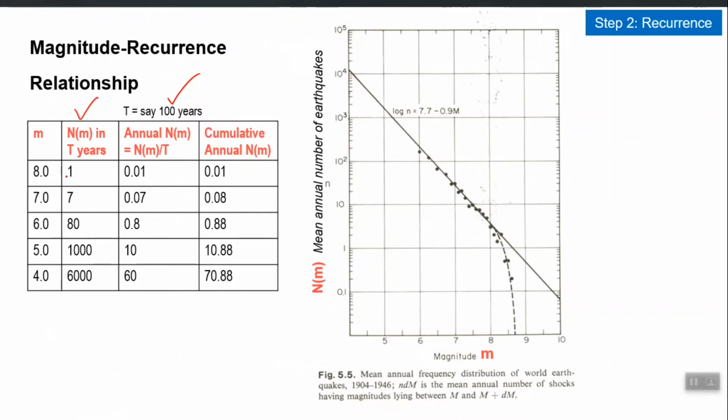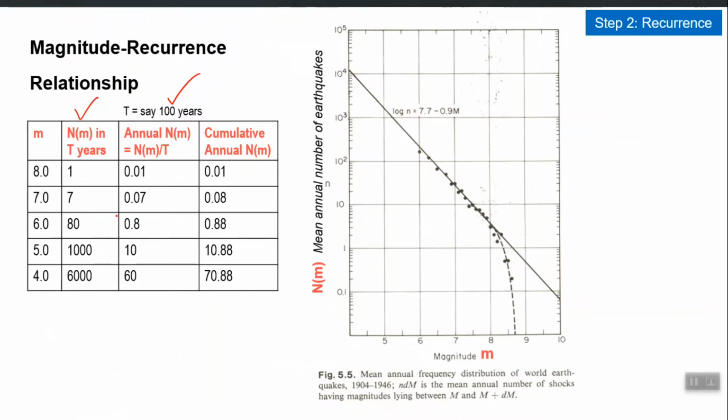So we say that in those 100 years of data, magnitude 8 occurred one time, magnitude 7 occurred 7 times, 6 occurred 80 times, 5 occurred 1000 times, and 4 occurred 6000 times. So this is the total number of earthquakes which are enclosed in one area source or which are attributed to one fault line. This is literally counting the earthquakes from the catalog.